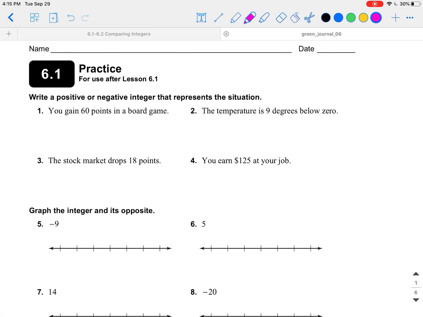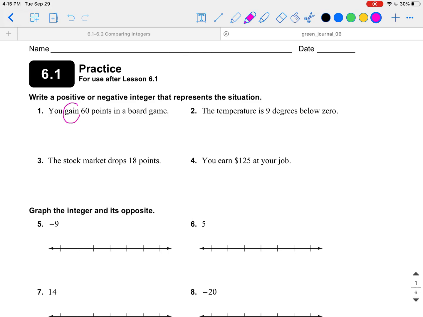All right, so first of all, the directions on the first four say write a positive or negative integer that represents the situation. You should have already completed your EdPuzzle from yesterday. If you have not, you need to please do that right now before you get started on this assignment so you can understand what we're talking about. But from yesterday, you should remember that an integer is a positive or negative whole number. So we are going to create values that represent each situation here and identify keywords.